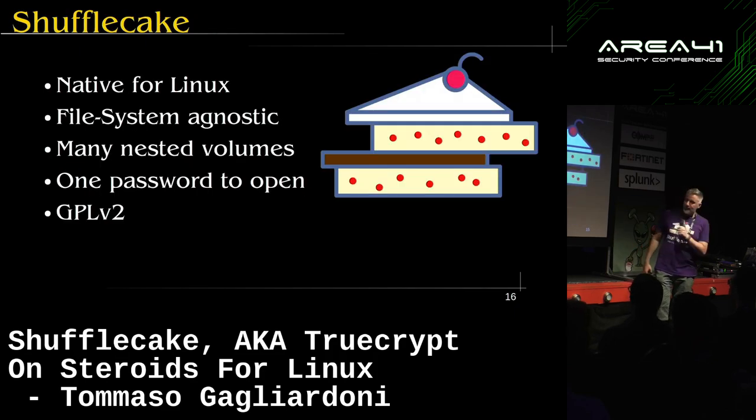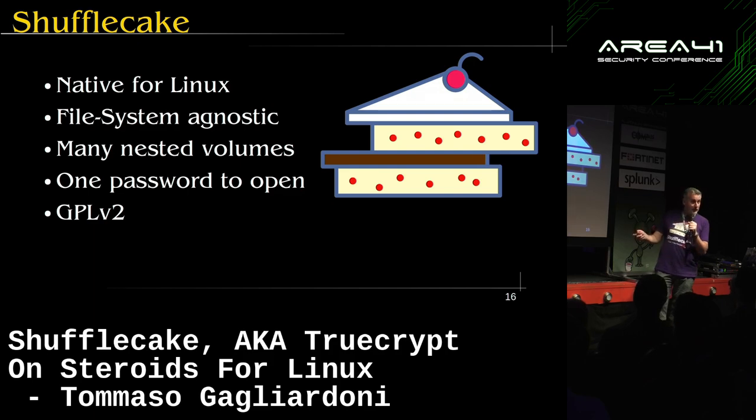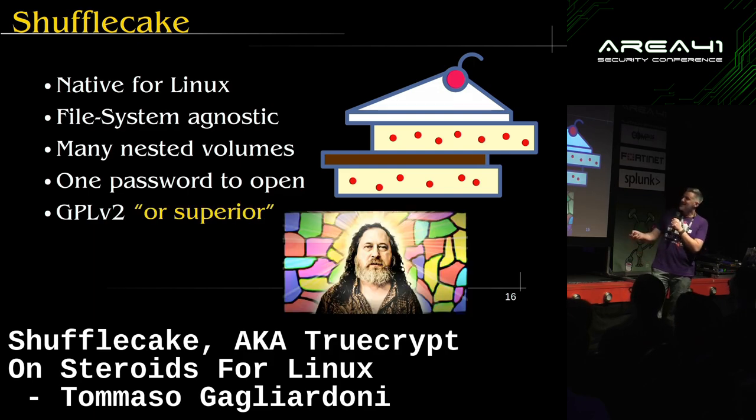Welcome to Shufflecake. What we did with Shufflecake is we designed a new system that works natively for Linux. It's file system agnostic, so you can use whatever file system you want, both for the hidden and the decoy system. You can have many nested volumes, so not only two, but up to a certain number of layers.